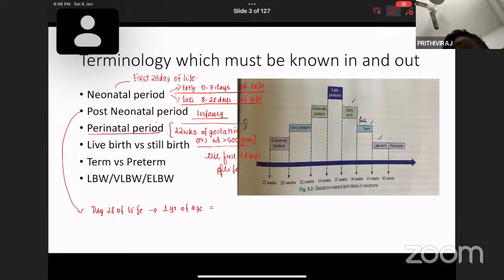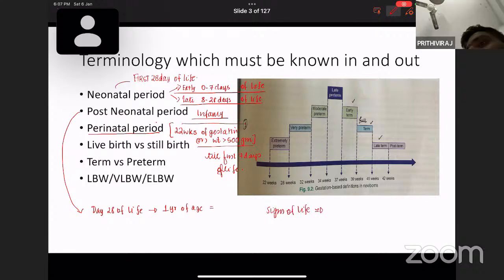Live birth is nothing but any product of conception, irrespective of the gestational age or weight of the child, if it shows any sign of life after separation from the mother. That means after you separate the product of conception from the placenta, if it shows any sign of life. What are signs of life? This could be asked in your viva.